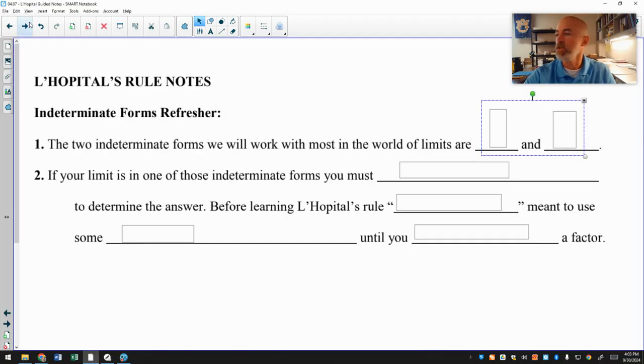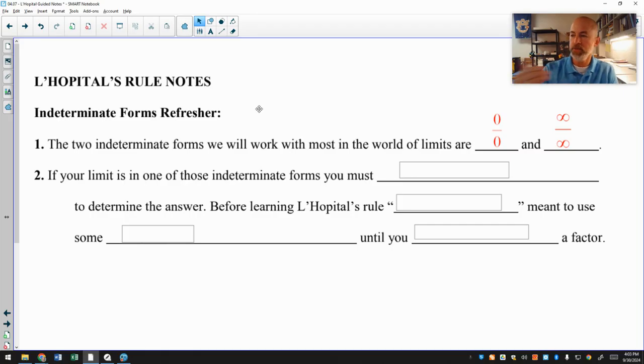So, let's talk about L'Hopital's rule and remind you what indeterminate forms are, or teach you what they are. Maybe you didn't know what they were to begin with. But when we are in the world of limits, the two most common indeterminate forms we will deal with are when your limit yields 0 divided by 0 or infinity divided by infinity after your initial substitution or analyzing step.